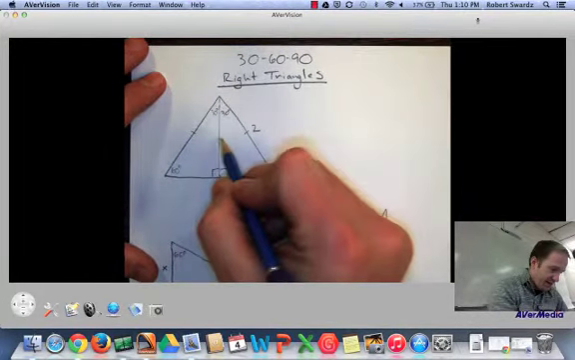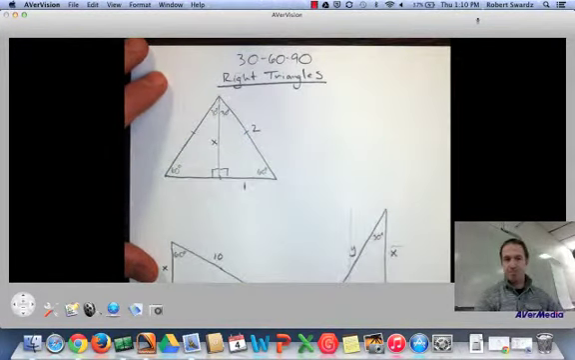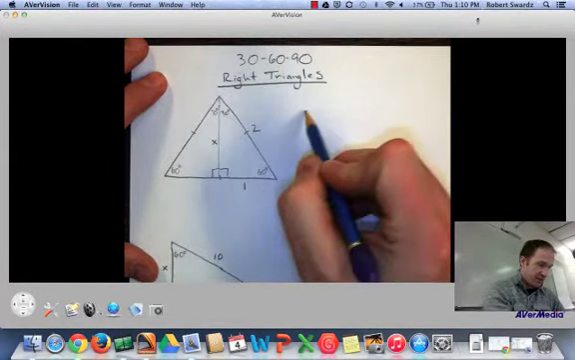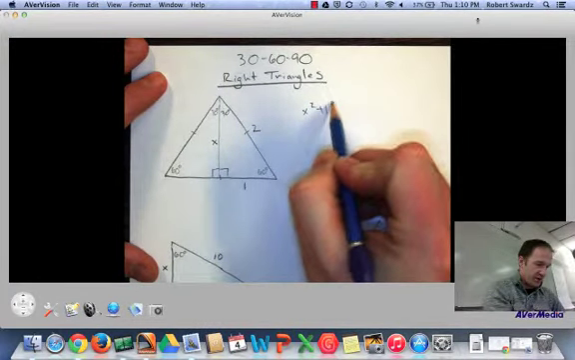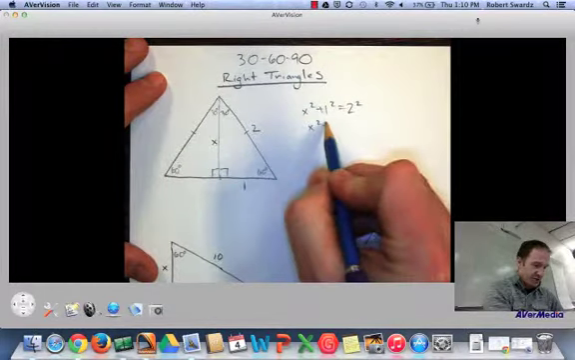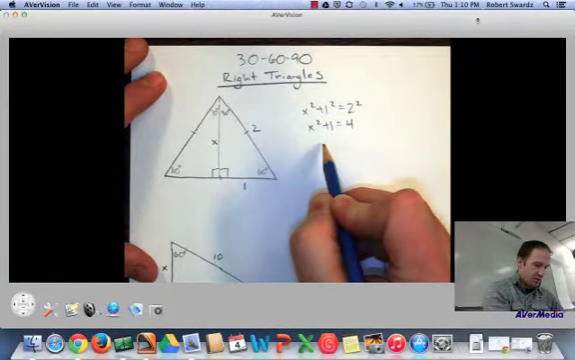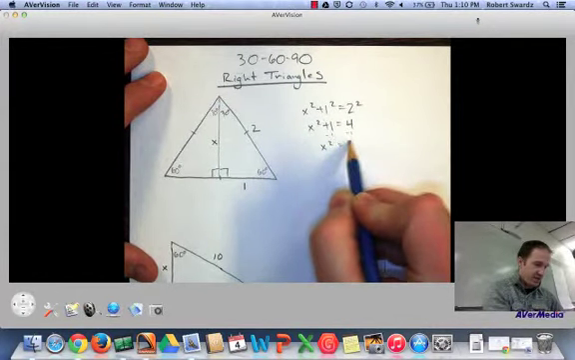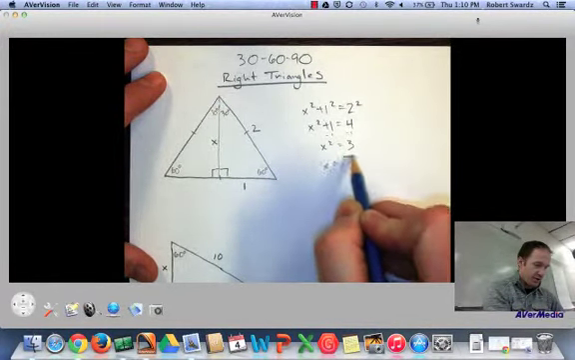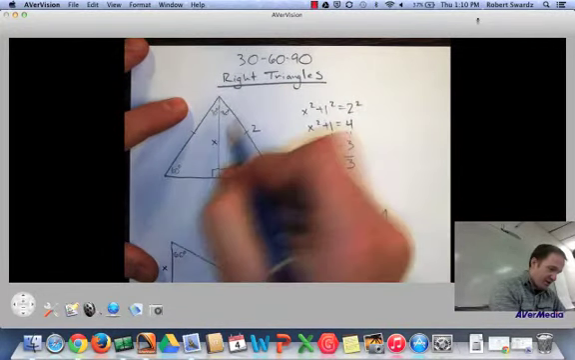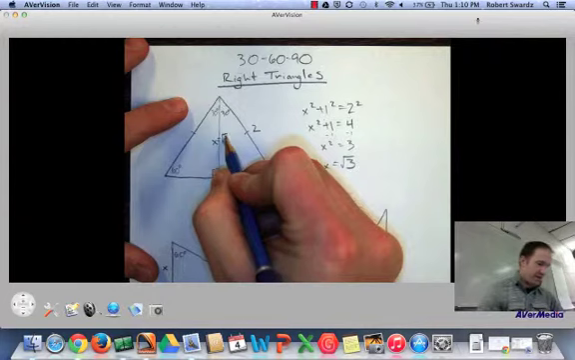Now, how do we find this side? Well, we don't know a shortcut yet. So one way to do it would be Pythagorean theorem. We could go x squared plus 1 squared equals 2 squared. So x squared plus 1 equals 4. Take away 1 from both sides, we get x squared equals 3. And we get x equals the square root of 3. There we go. So this side here is the square root of 3.